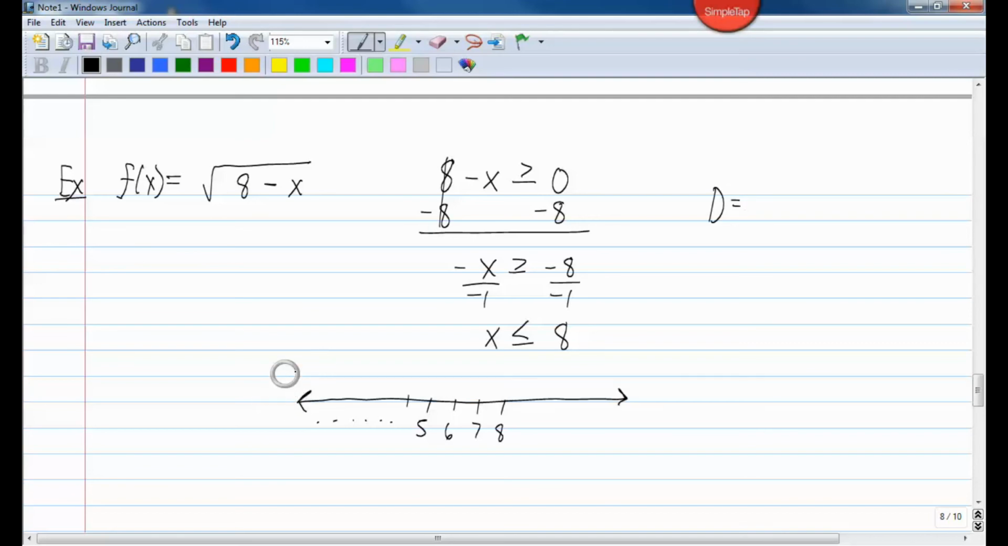I start on the left side. What number is out here that means negative numbers forever? It's not a number, but the concept is negative infinity, comma, until I get to 8. And since there was an equal to bar, you put a bracket. So this means all numbers less than or equal to 8.